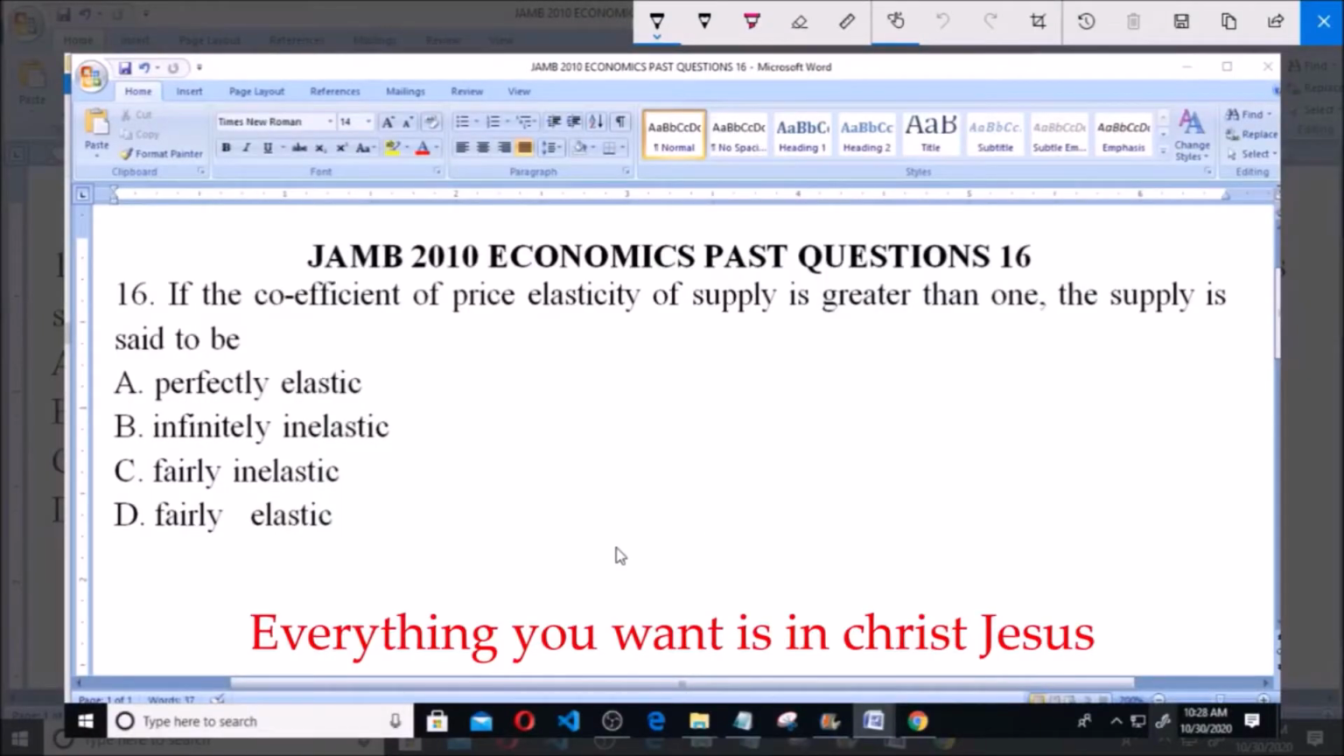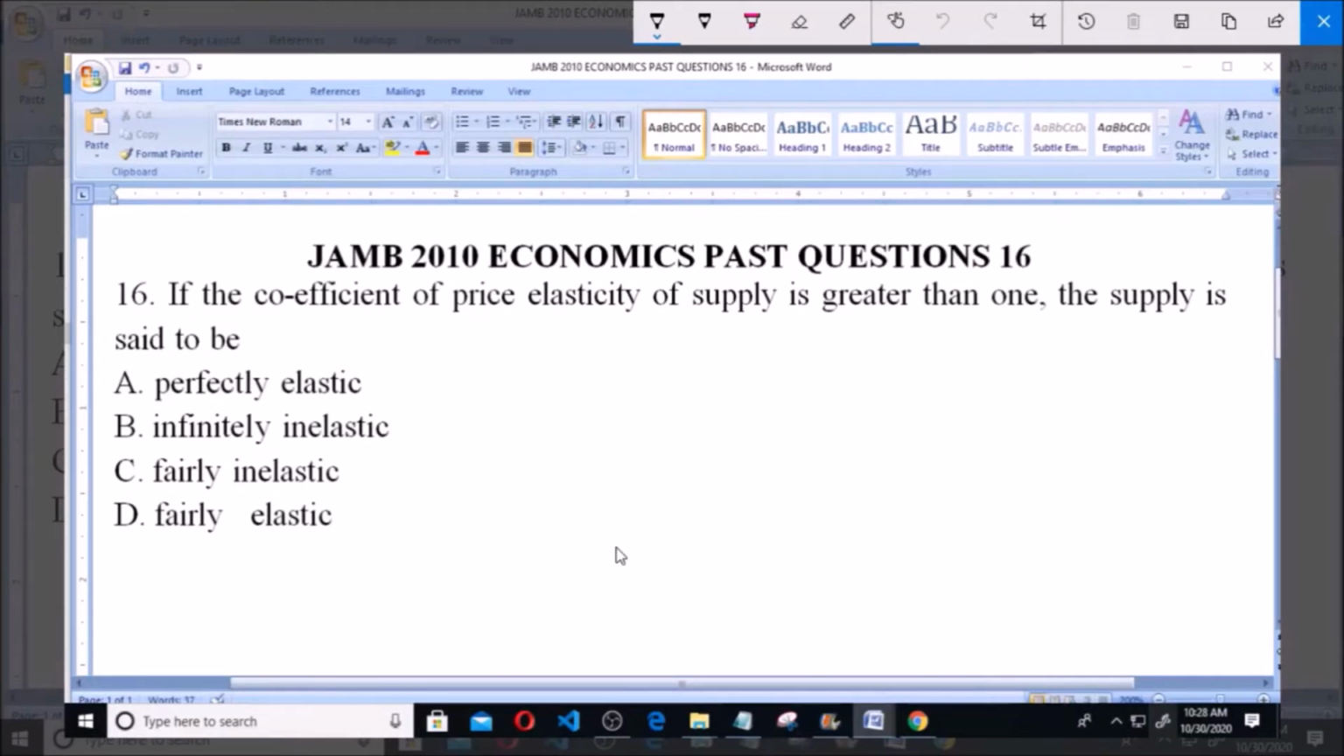Jamb 2010 Economics past question number 16. If the coefficient of price elasticity of supply is greater than 1, elasticity is said to be what? When elasticity is greater than 1 but less than infinity, such elasticity is said to be fairly elastic. So option D is the correct answer.